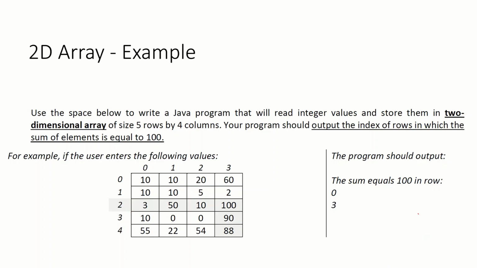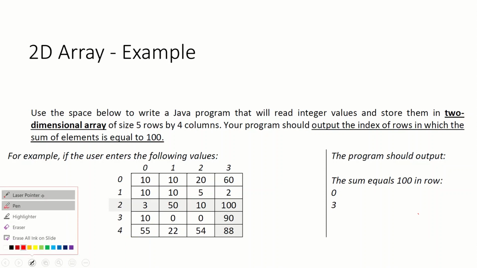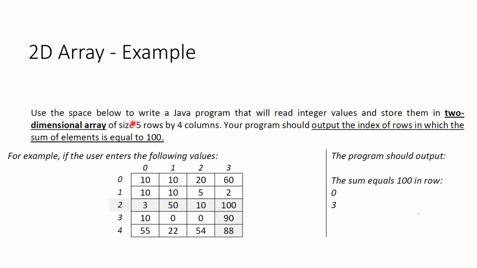In this session, we will solve an exercise on two-dimensional array, and the exercise says you have to use the space below to write a Java program that will read integer values and store them in a two-dimensional array of size 5 rows by 4 columns. And then we have to output the index of rows in which the sum of elements is equal to 100.